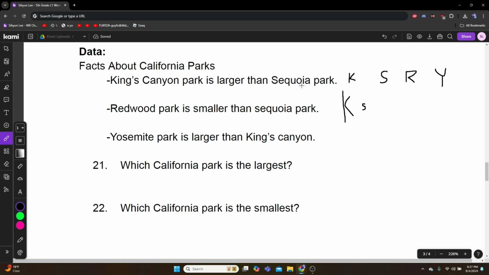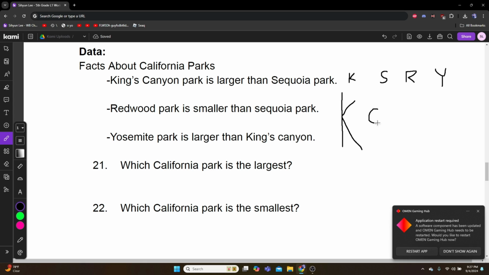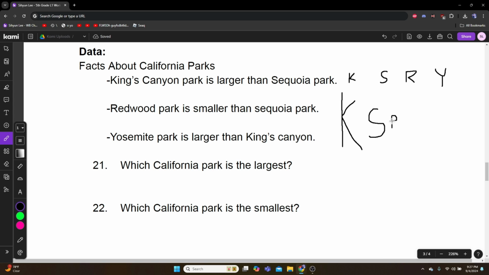And then we know that Redwood Park is smaller than Sequoia Park. So let's say K is this big, then Sequoia Park is slightly smaller, and then Redwood Park, so R, is smaller than Sequoia Park. Yosemite Park is larger than Kings Canyon, so the Y would be bigger than the K, because Yosemite Park is bigger than Kings Canyon. So the K would be this big, the largest of them all.